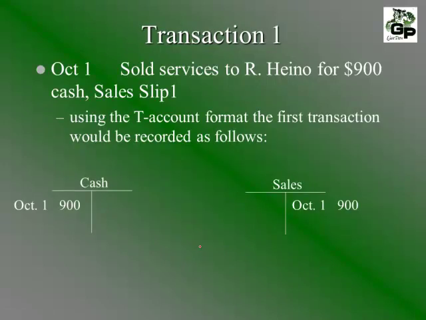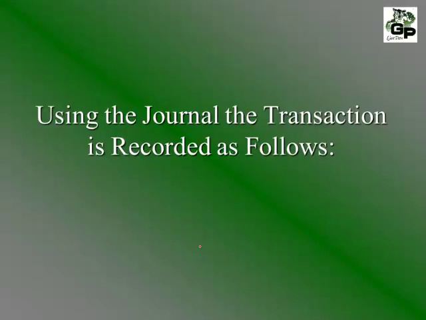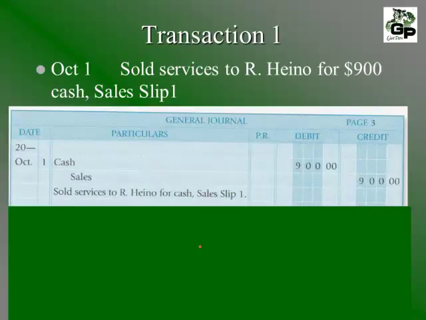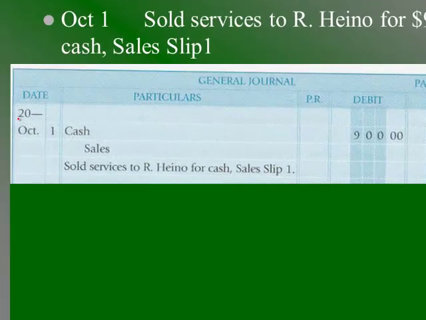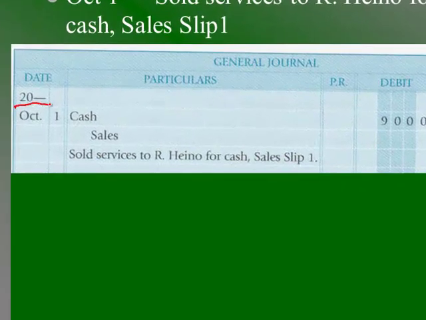Normally what happens is that if we use the T account format, the cash account is debited $900 and the sales account is credited $900. And that's what we've been doing up until now. Using the journal, this transaction would be recorded as follows. So you can see we have the year of the date, we have the month of the date, and we have the day of the date.